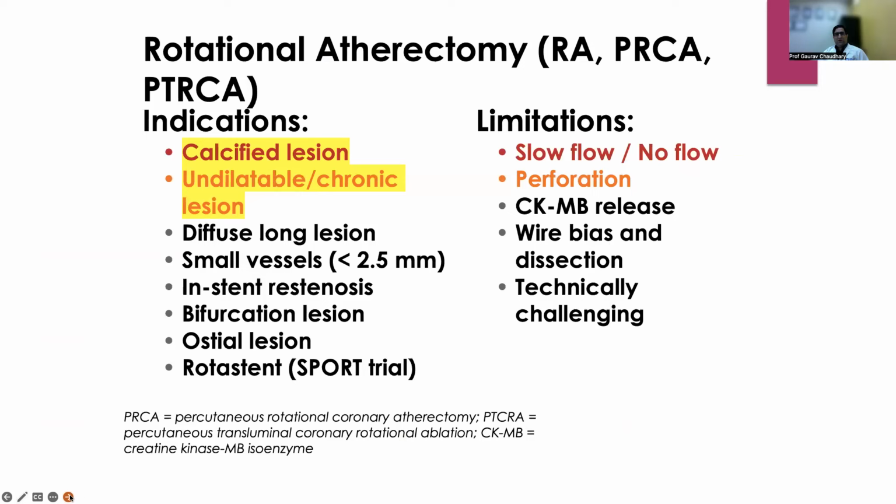Now coming to the main indications. For rotablation, the most important indication is a calcified lesion, an undilatable lesion, which are chronic lesions, and sometimes diffuse long lesions, and if needed, it can be done in in-stent restenosis. But the limitations are slow flow, no reflow, perforation, wire bias and dissection, and technically challenging situations.